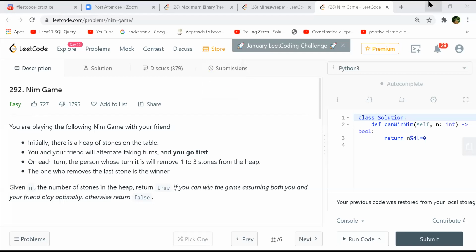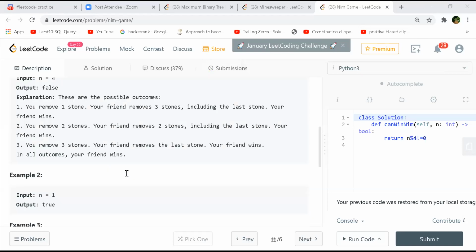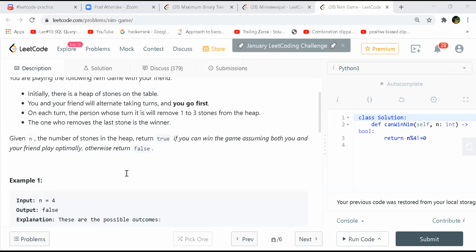Next is Nim Game. We are playing a Nim Game with your friend. A heap of stones is on the table initially, and you and your friend alternate taking turns, and you go first. On each turn, the person whose turn it is removes 1 to 3 stones from the heap, and the one who removes the last one is the winner. n is the number of stones. If you can win the game, assuming both you and your friend play optimally, return true, otherwise return false.